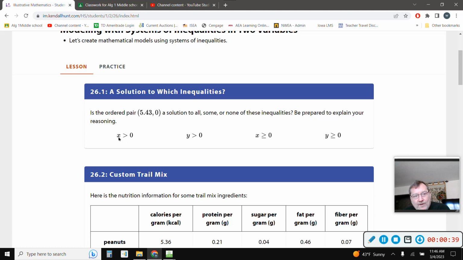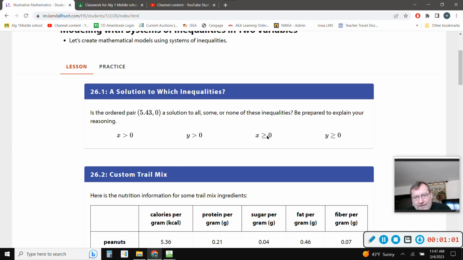Okay. Well, is x greater than 0? Yes, 5.43 is greater than 0, so that one is true. Y greater than 0? Well, since this y is 0, we'd have to have greater than or equal to, like this one over here, but it's not. This one's not going to produce a solution.